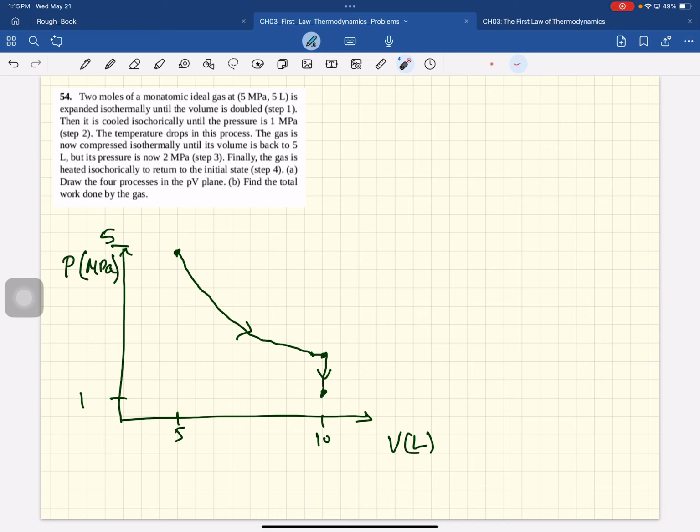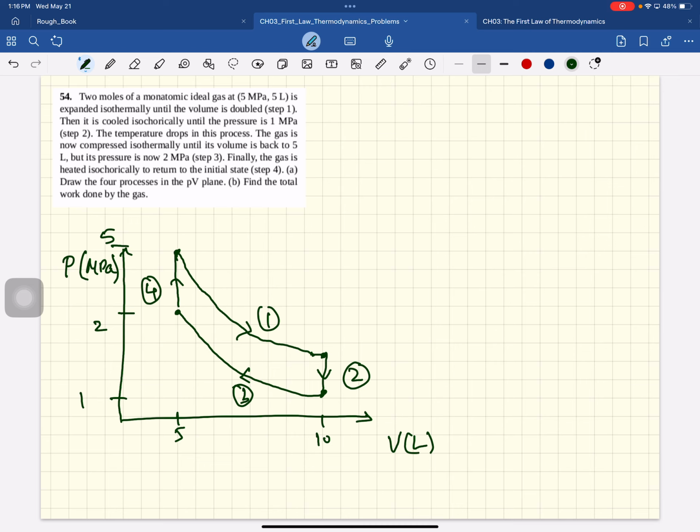The gas is now compressed isothermally until its volume is back, at 2 megapascals. Okay, so now you want to find the total work done.